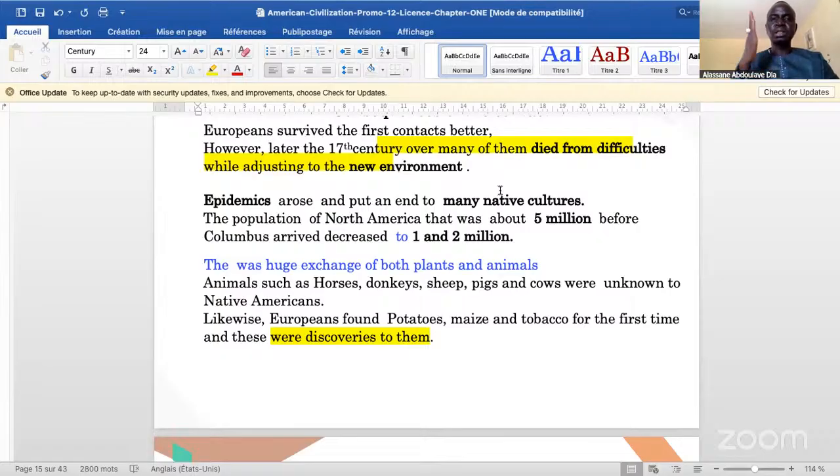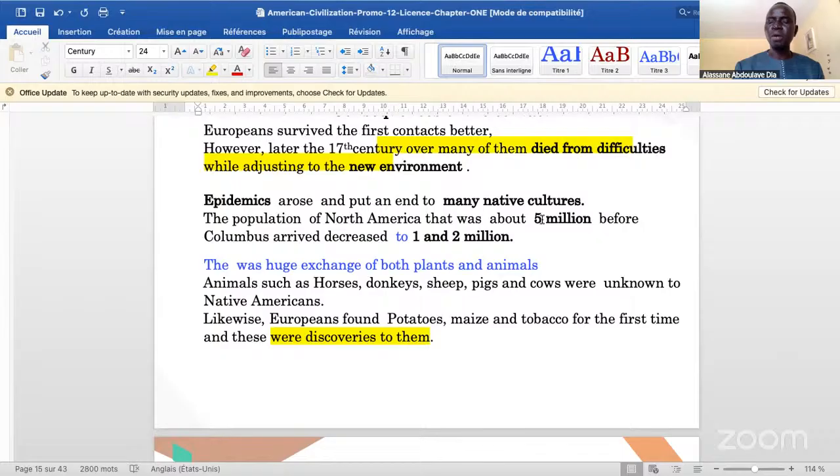Epidemics hit many native cultures. Many native cultures disappeared because the speakers of those languages died, because of diseases and epidemics. And what was the consequence? Still talking about the consequence: you will see that the population of North America went down.